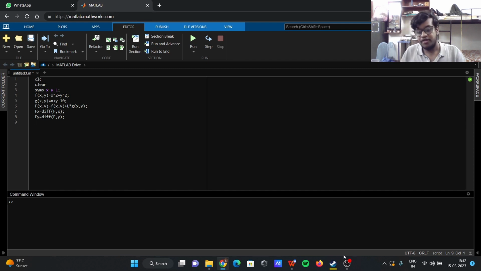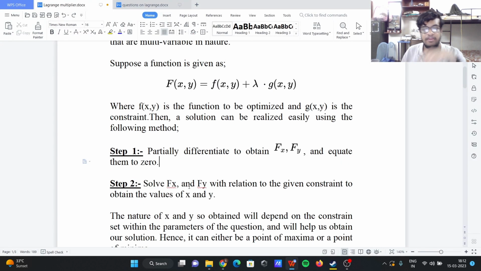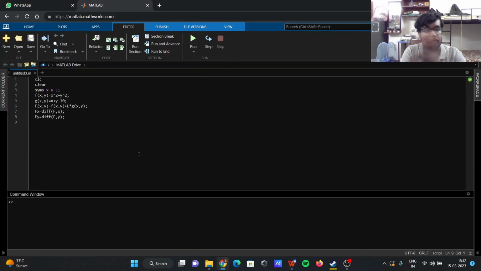Now, recall that I said that we need to obtain a relation between fx and fy. Basically, we do not need to do this here. We can just write s equal to solve. What the solve function does is you give it a few variables, a few relations, and it gives you the common answers itself. So we're taking g, the constraint, first, then fx, fy, because the constraint, fx and fy are the things we need to find a relation between, which we'll later use to find the values of x and y.